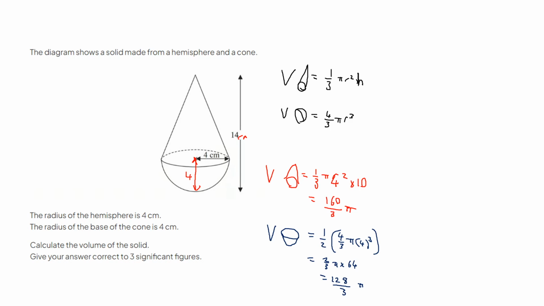So we're left with a volume is equal to 160 plus 128/3 pi, which is equal to 288/3 pi, which is just equal to 302 centimeters cubed. Okay? And that is our final answer.